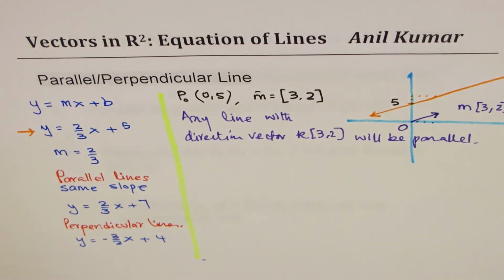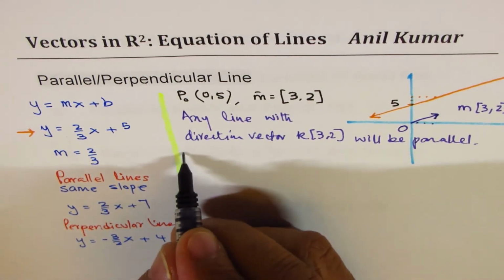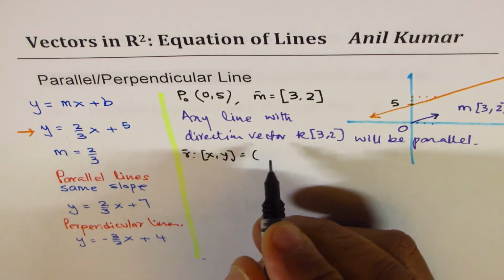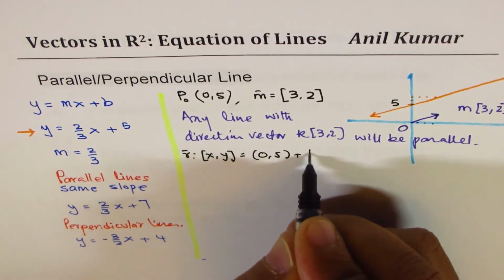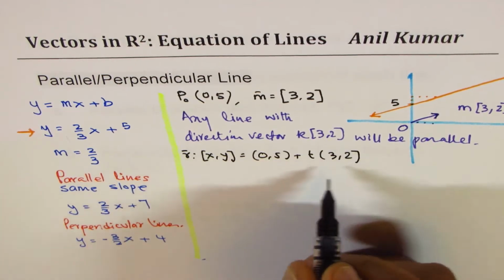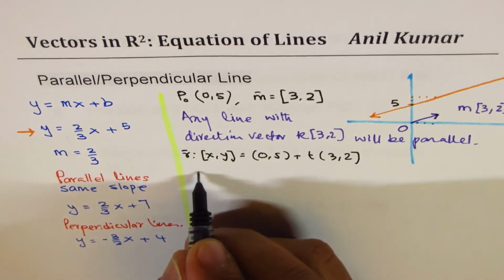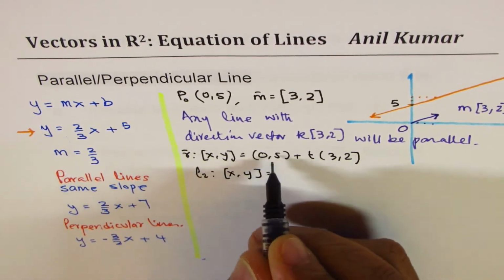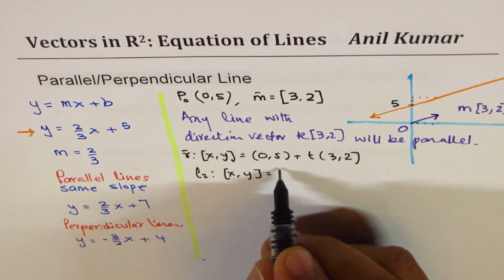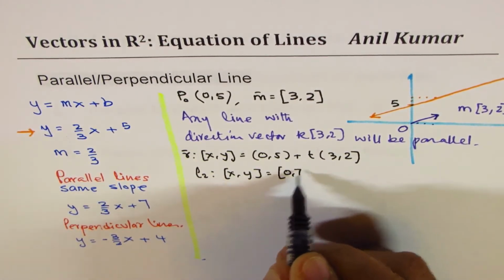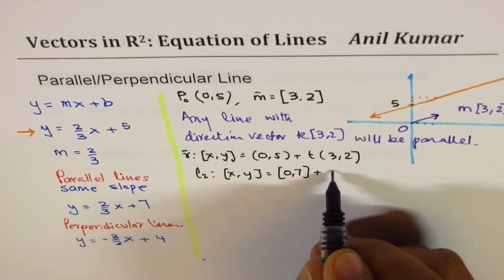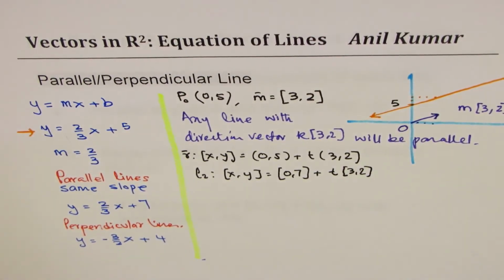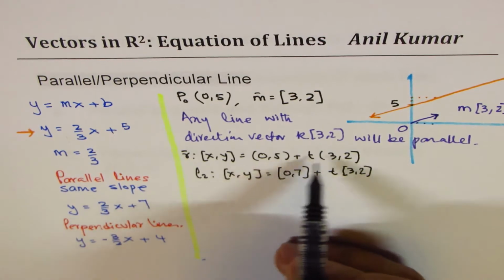correct? So what we can do is, if I have this line, let's say line 1, (x, y) = (0, 5) + t(3, 2), then any other line, let's say line 2, could be written as (x, y) = any other point. You could write the y-intercept, not a bad idea. Let's say (0, 7), as we took in the other case, plus t times (3, 2), right? That makes sense.